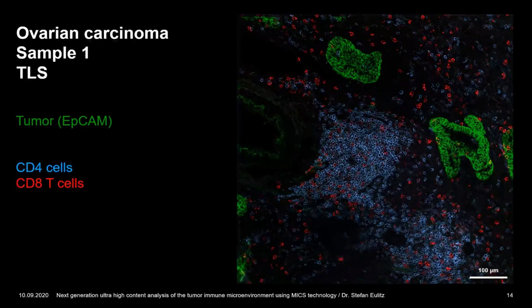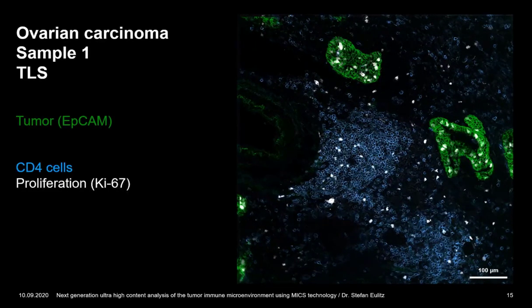Here you see the two major subpopulations of T cells. The CD4 T cells, which are the main population here, are depicted in blue, and CD8 positive T cells are shown in red. We can see that both types of T cells are present in the TLS as expected, but we can see that the CD8 cells are also within the tumor tissue if we have a look at the very right tumor part. In this image, we can have a look at the proliferating cells, which is shown in white by the Ki67 signal. We can see that we have proliferating cells in the TLS, but also within the tumor.